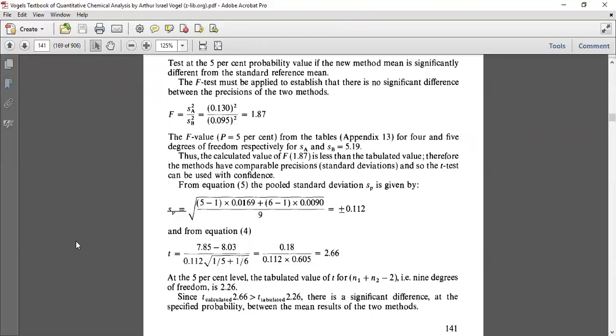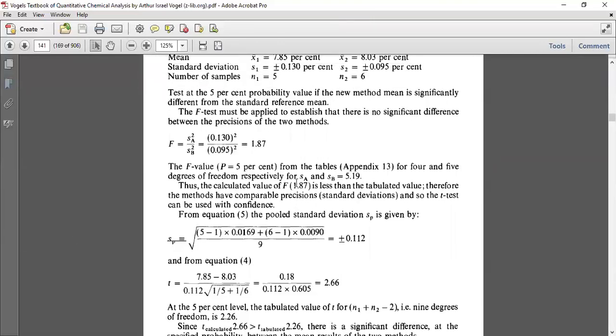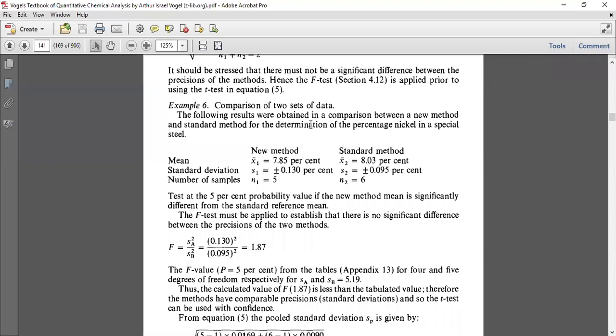Clear? Next, this statistical tool, third test, comparison of two sets of data. Yes, sir. Yes, sir. Okay. Good.